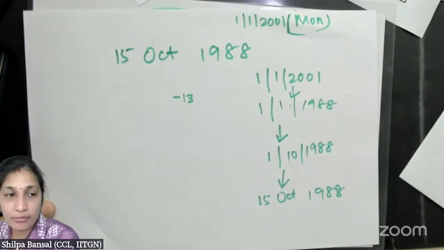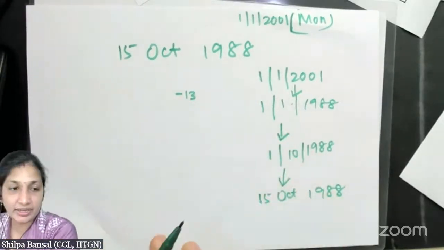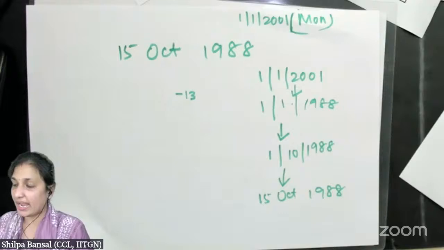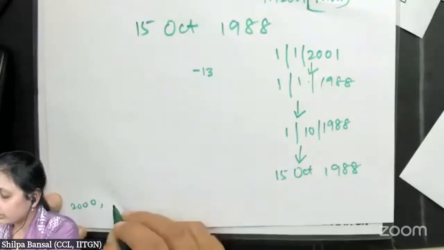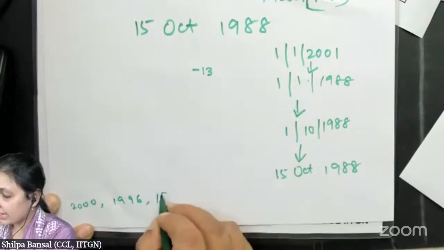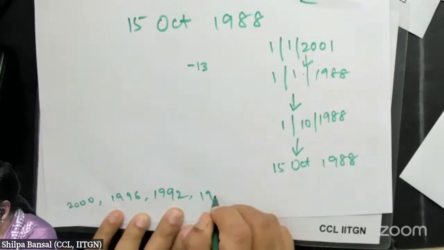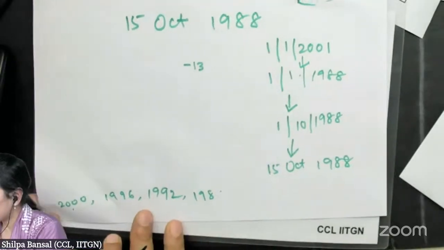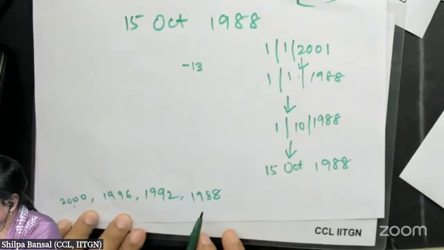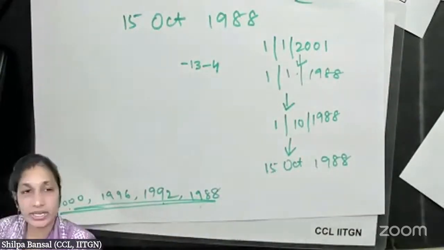And how many leap years are there in between? Let's see. In between 1988 and 2001, how many leap years are there? If I go backwards: 2000, then 1996, 1992, and then 1988. 4 leap years are there since we are crossing. So we will go 4 years back.